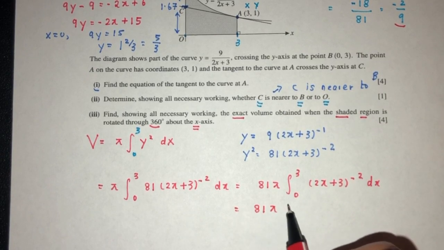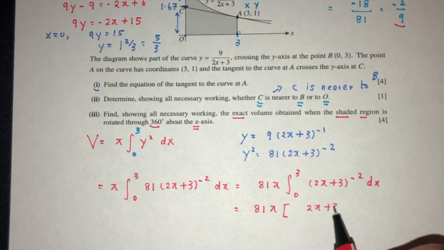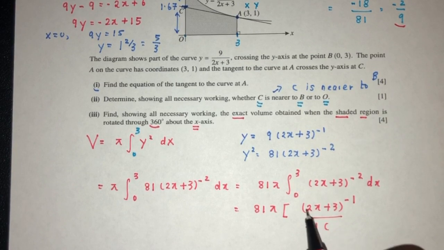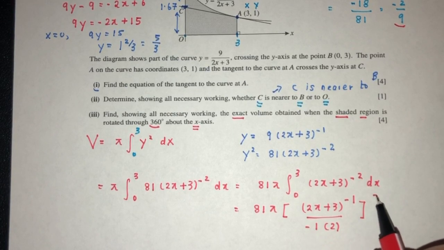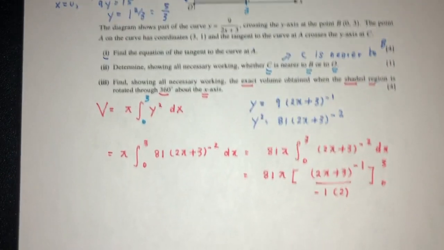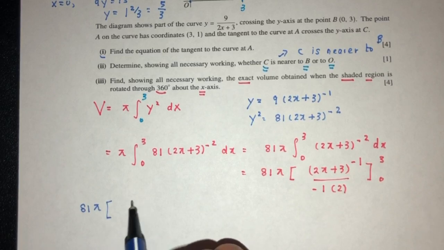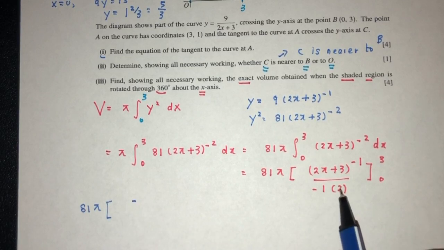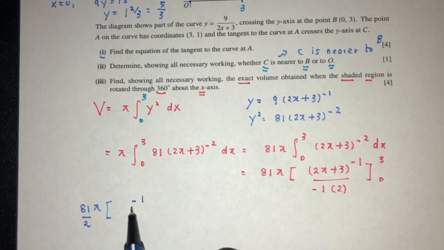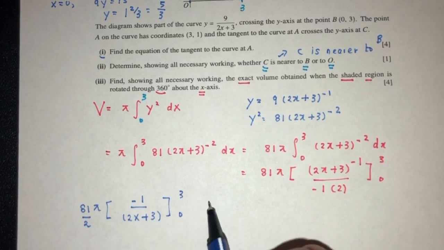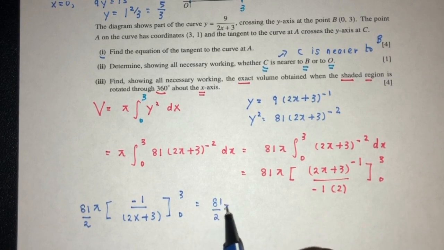That should be 81 pi, and we have 2x plus 3. First we have to increase the power by 1. That should become minus 1, divided by the power and divided by d by dx of the value inside, that should be 2. And of course the limit is 3, 0. So let's try to solve this. First let's simplify. So first we have 81 pi outside. And here we can take out the value of 2 outside. You will have minus 1 over the value of 2x plus 3, from 3 to 0, which is 81 over 2 pi.